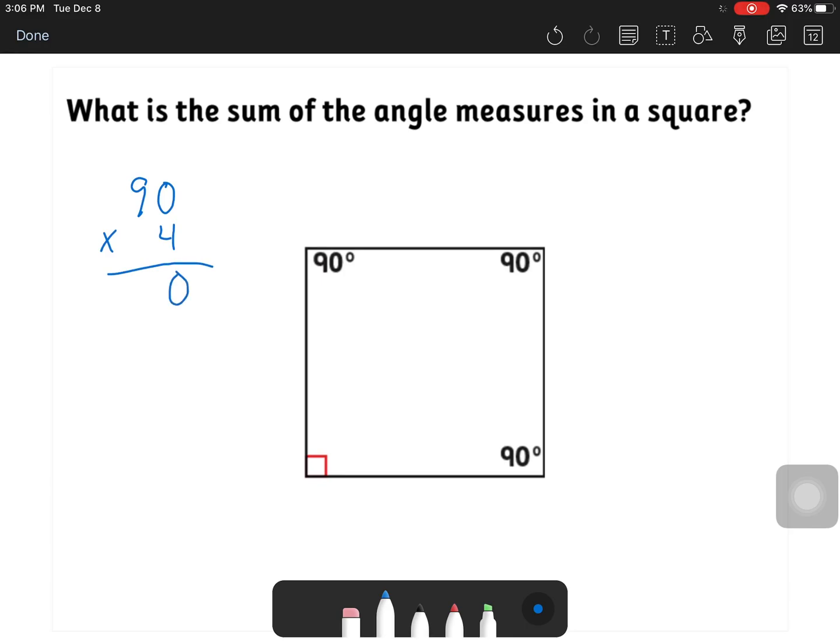So that would be 0. 4 times 9 is 36. So that would be our answer, 360 degrees.